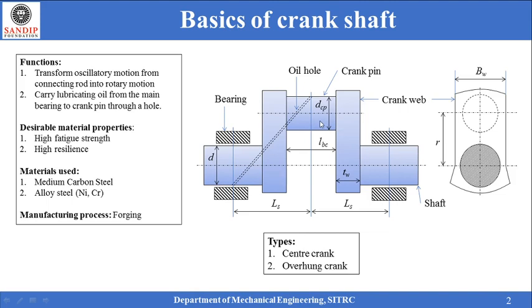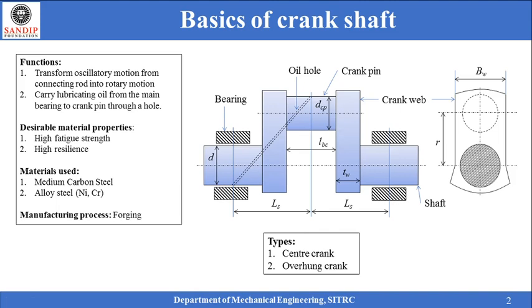The main pin and crank pin, that is the shaft and crank pin, are separated by a distance denoted by R and called the crank radius. These two pins are connected with each other by a component called the crank web. The additional mass which is put onto the crank web is required for balancing of the crankshaft.